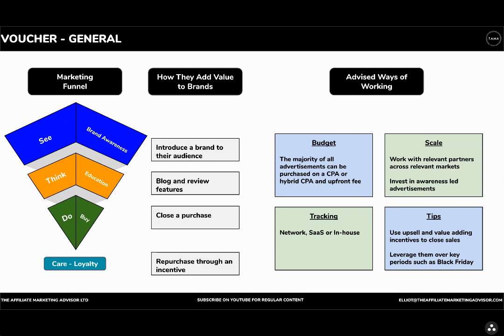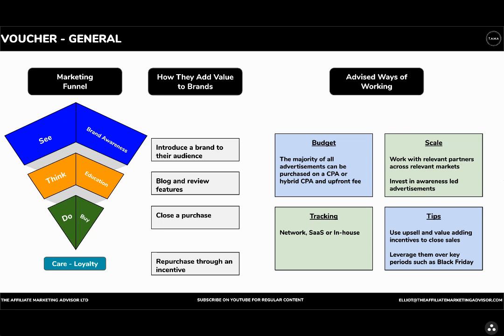One thing to note is the majority of the advertisements, so their homepage or newsletter features, which have the highest potential to reach new customers, you can negotiate on a cost per acquisition basis. There is often an upfront fee required, but you can offer a really high commission to leverage down any upfront fees if you don't want to invest in them. Scale: work with relevant partners across relevant markets, and invest in awareness-led advertisements.